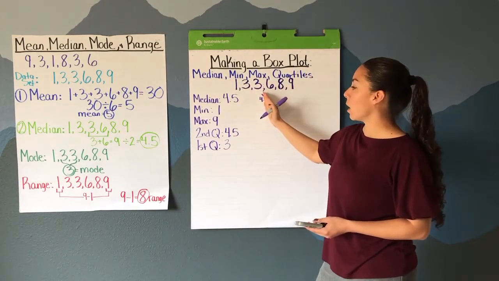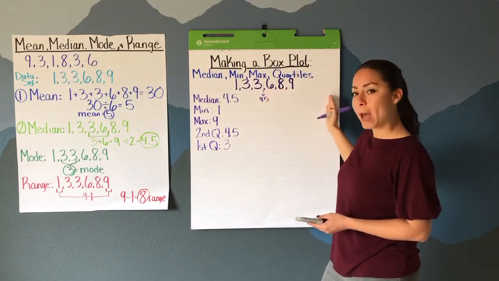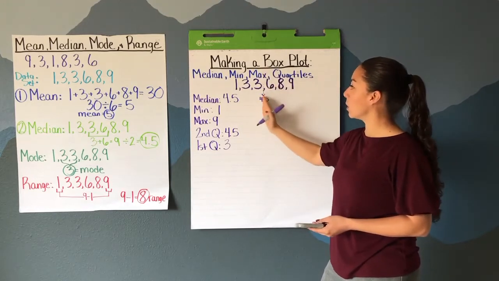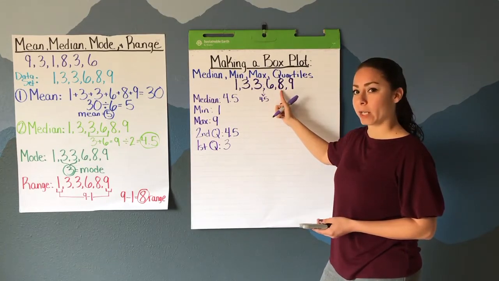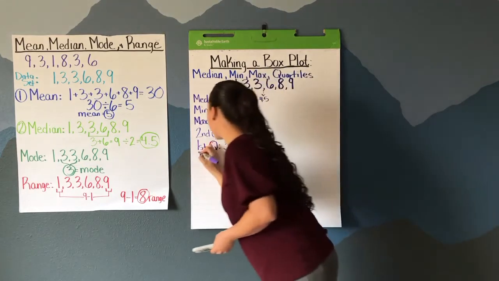To find the third quartile, you are going to take the top half of that data set. So you go to the median, you go to the top half, and then you find the middle number there. In this case, it's going to be 8. So this is our third.